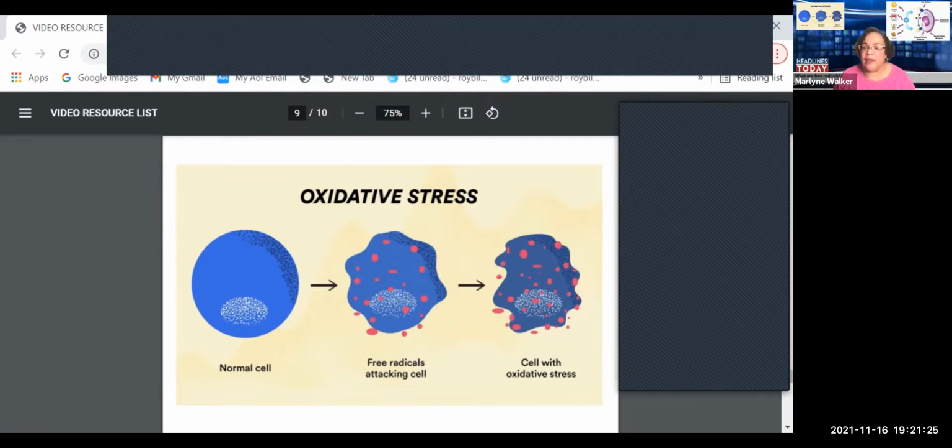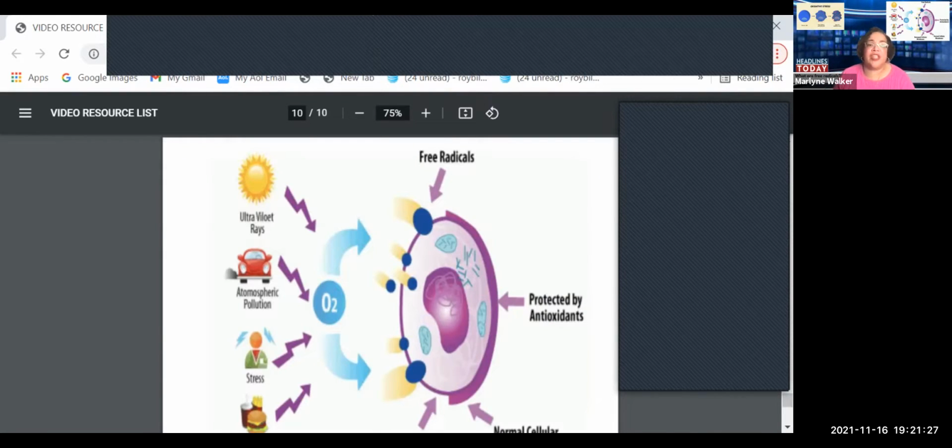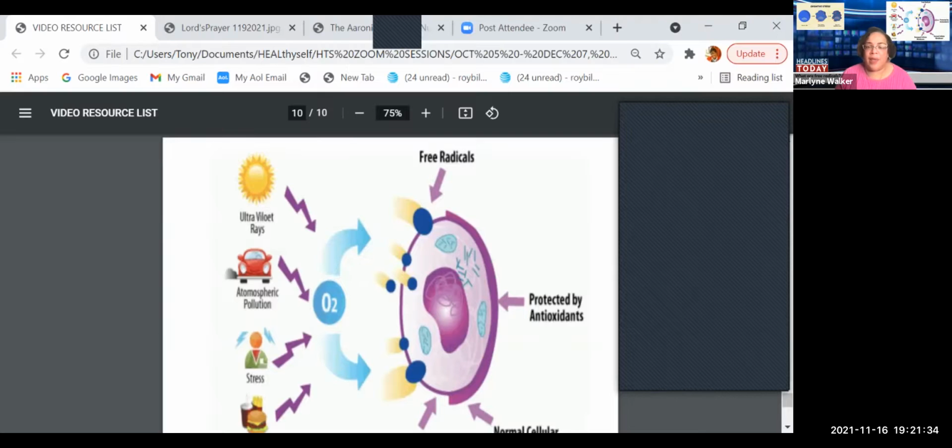And the last slide with the oxidation is just showing that oxidation occurs naturally. We see this a lot in our produce. Eventually, if we leave it out in the air for a long period of time, it will oxidize or deteriorate. From our environment, UV rays are another way our body can produce free radicals, as are pollution from our cars, stress, and a poor diet.